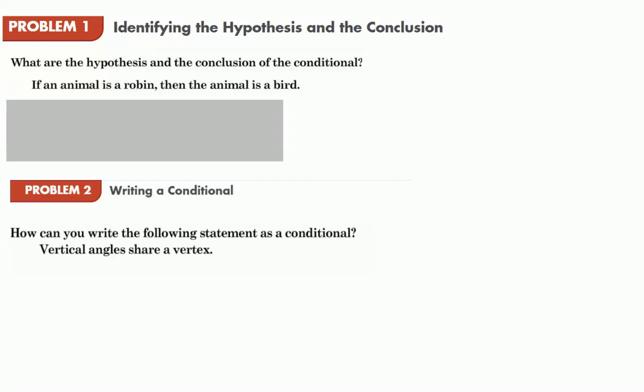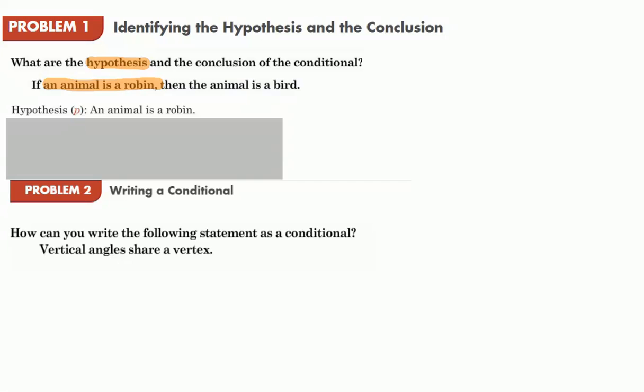So we want to break it down. First thing is we want to know what is the hypothesis. Okay, well, the hypothesis is after the if, but before the then statement. So it would be an animal is a robin. Okay, so the hypothesis, which is our P, is an animal is a robin. Okay, the next thing is what is going to be our conclusion. The conclusion follows the then. The animal is a bird. So if we want to determine what's the conclusion, it's after the then. Therefore, the conclusion, which is known as Q, is the animal is a bird.